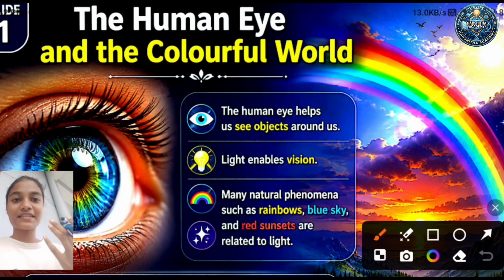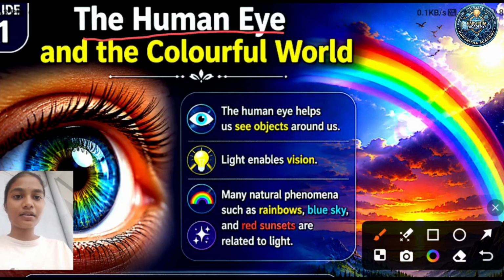Today we're going to discuss the most fundamental and important chapter of class 10th physics CBSE board. If you belong to any board, this conceptual learning will help you learn about the human eye, how we are looking at this colorful world, and what is the science behind this. Today we are doing the human eye and the colorful world. Let's get started with our video now.